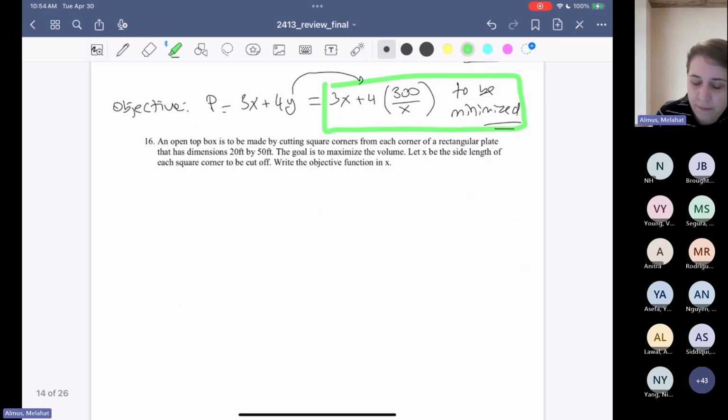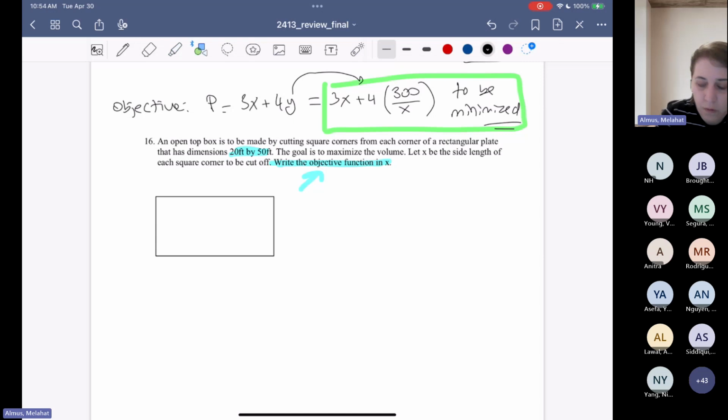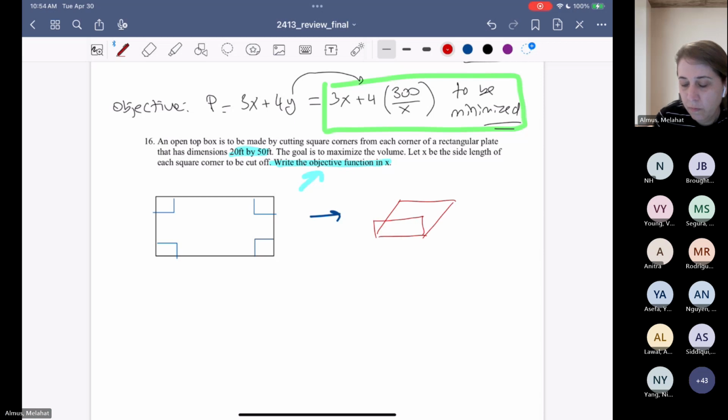Another similar problem says, write the objective function. Be careful. The story is, an open top box is to be made by cutting square corners from each corner of a rectangular plate that has dimensions 20 by 50. Remember this problem, we worked on it in class. We are cutting square corners of equal dimensions so that we can make a box out of this. You can see our class notes for a nice visual for it.